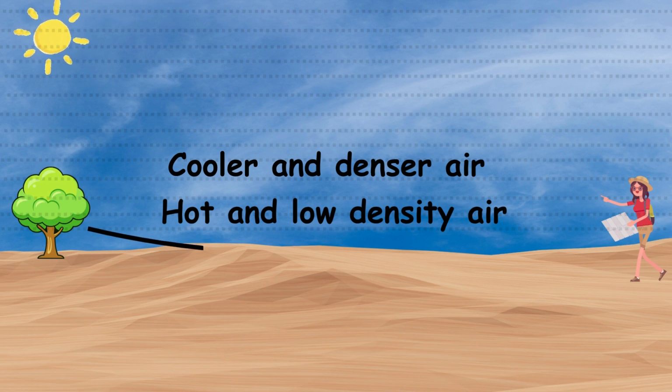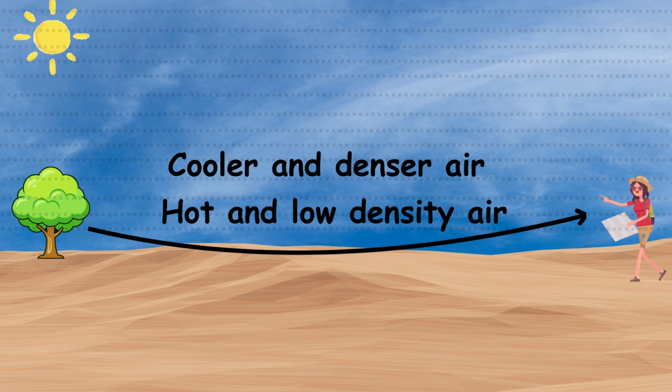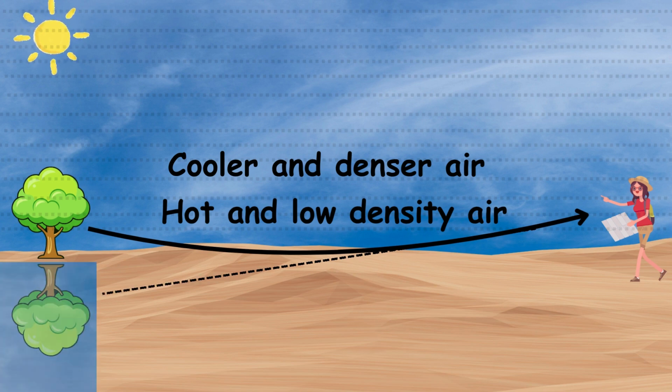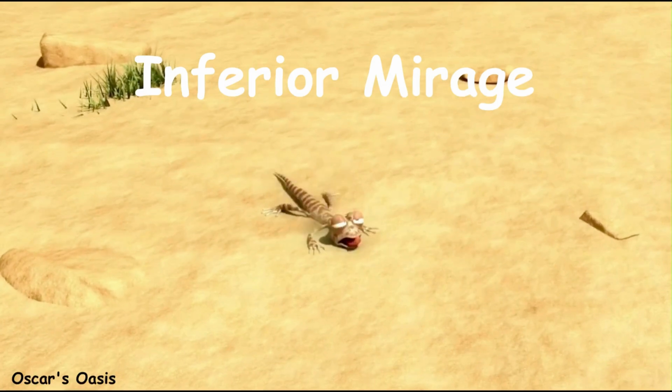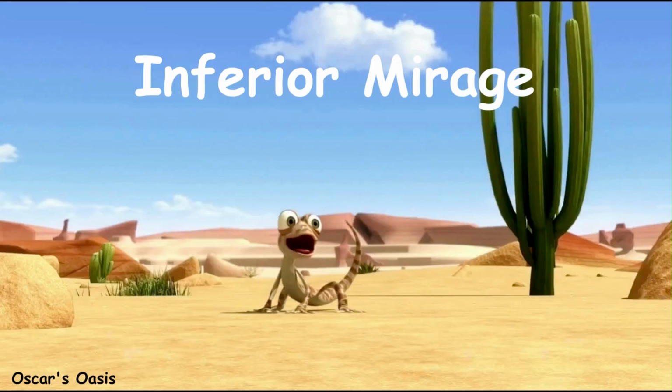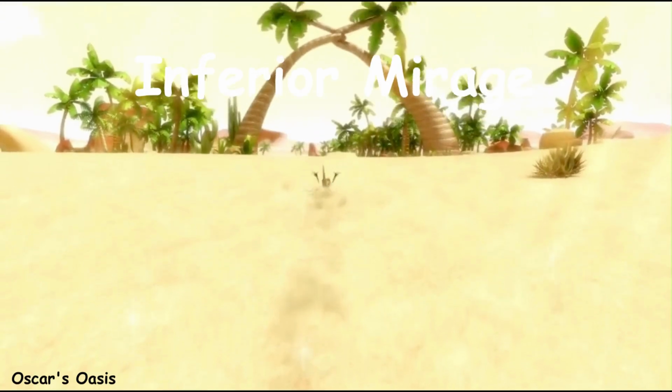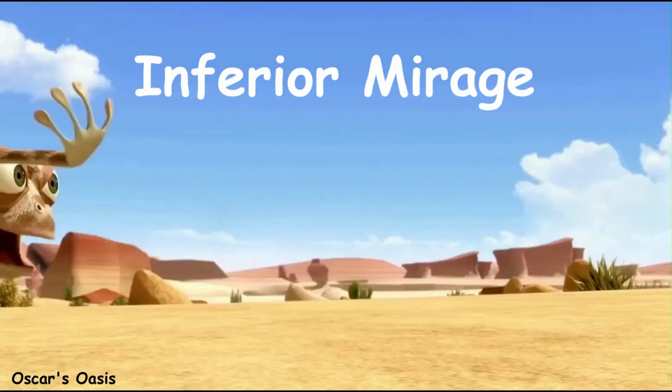When light from distant objects or sky travels downward through these layers, it bends smoothly and curves upward before finally reaching the observer's eyes. When the observer traces these rays backward, the distant object appears upside down and lower than it really is. This type of mirage is called an inferior mirage. The sky creates an illusion of a pool of water. That's why thirsty travelers see what looks like a lake on the horizon.